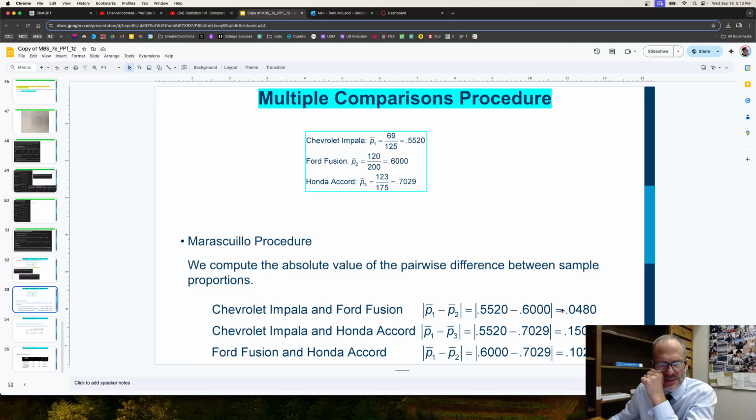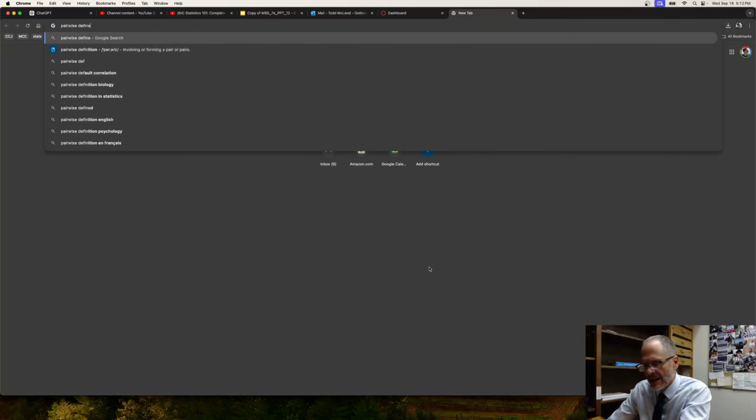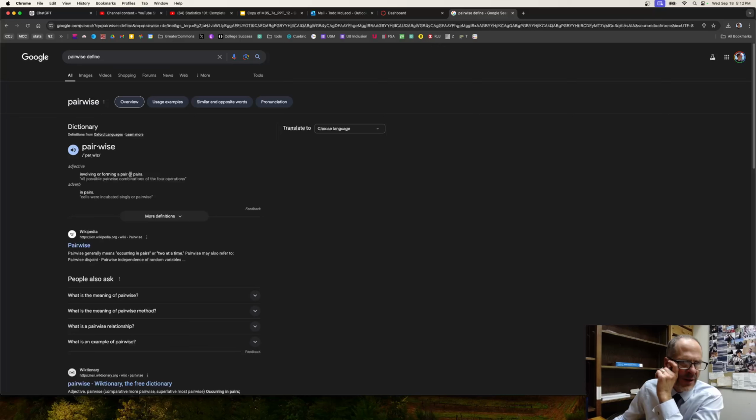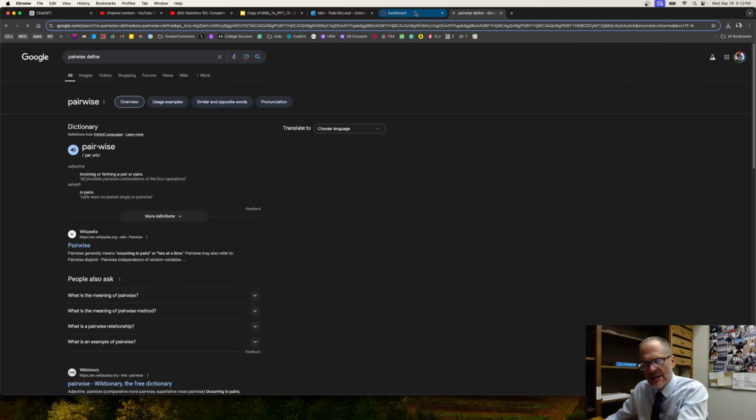And then they take the absolute value of this. Absolute value just means get rid of the negatives. Okay? You're getting rid of the negatives. We should all do that with our life. And pairwise, we're just pairing things up. I'm not sure what pairwise means. Kind of curious. Define it. Involving or forming a pair or pairs, in pairs. So I don't know why they don't just say we compute the absolute value of the in-pairs difference. I guess that kind of works. And I'm not sure if that was a noun, an adjective or an adverb.